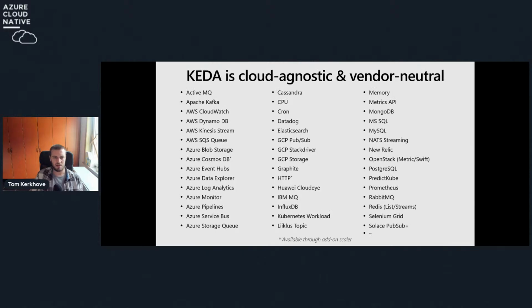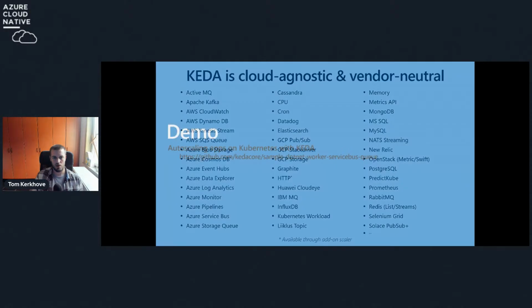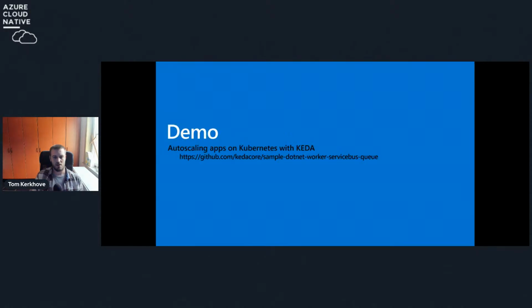Here are the main scalers that we have today. Some of them are through an add-on, but yeah, we have more than 50 of them. And on the website, you can now also search and see if what you need is there. If what you need is not there, you can let us know, and we can add it to the backlog, or you can even contribute them. We are more than happy to review those. Now, that's a lot of talking, so let me just show you a demo of how that works in action.